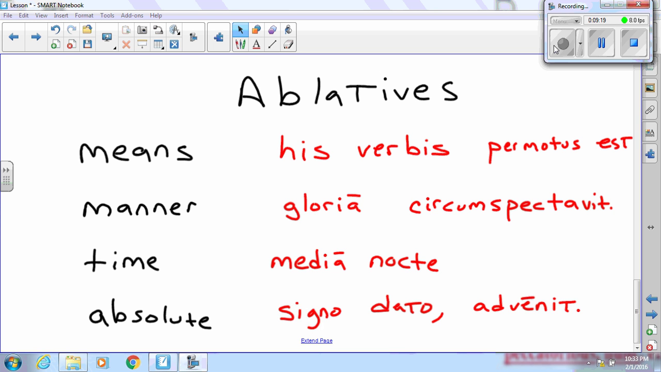Ablative of manner tells me in what manner something is done. In this case, gloria circumspectavit, he looked around with glory, and that's how he looked around. Time, media nocte, we should be used to those by now. Time, a specific time in the middle of the night, is ablative. Ablative absolute, like this one, signo dato advenit. In this case, we have signo and dato both in the ablative. Signo is the subject, dato is the passive form. So we have the sign having been given, or after the sign was given, he arrived.